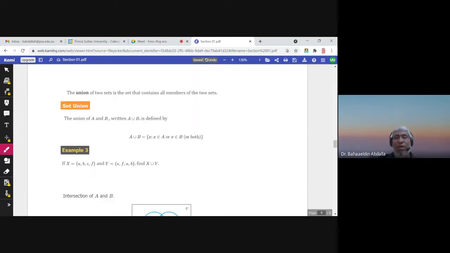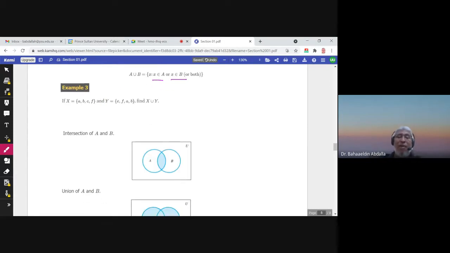The second operation, the union of two sets. It contains all members of the two sets, all members together. So the union of A and B is written like this: A union B. It contains all X such that X is in A or X is in B or both. So X would be in the union if it is in A alone, or in B alone, or in both of them. So the union has everything.